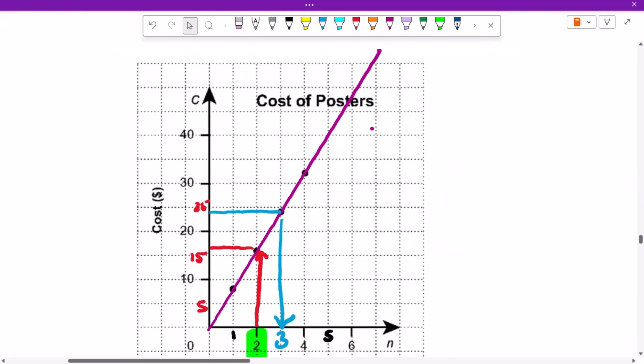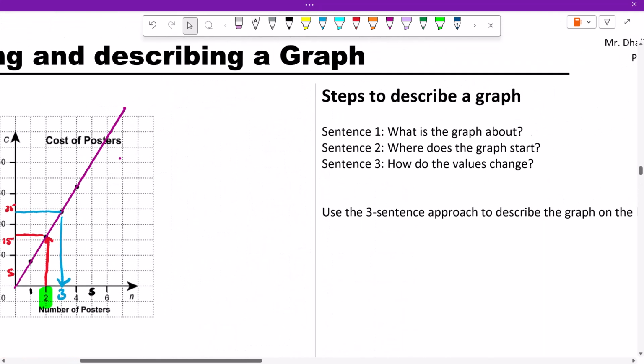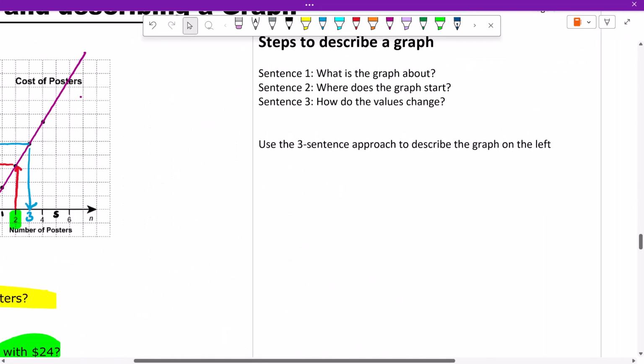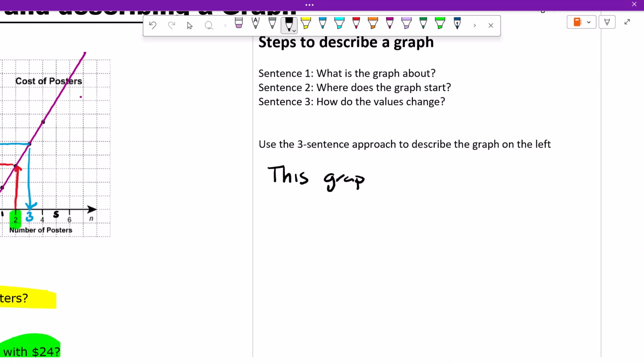Cost of posters, right? So your first sentence, when you're trying to describe this to somebody: This graph shows the cost of posters. So just talking about the two different axes. That's all it is. People can't see it, so you have to mention it.